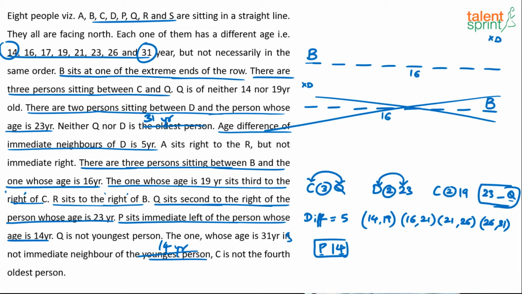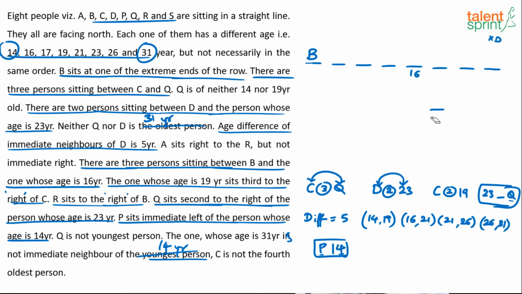So for the sake of simplicity, let me clear this case number 2. It has already been eliminated. I am just erasing it so that we can focus on what is required. So that is the arrangement that we have got. Only 2 persons have been fixed, B and 16. Now, how do we do this?